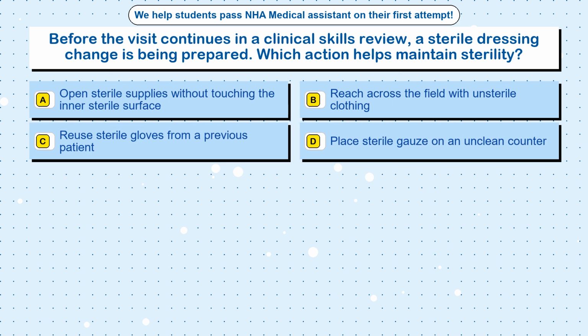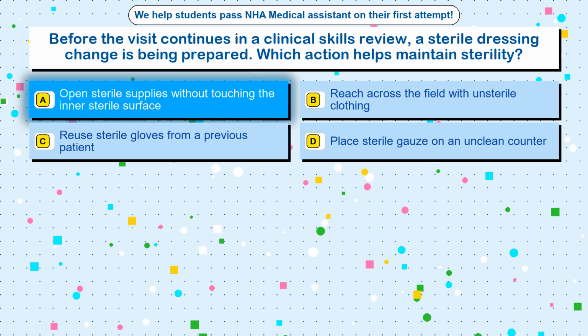Question 46. Before the visit continues in a clinical skills review, a sterile dressing change is being prepared. Which action helps maintain sterility? Option A, open sterile supplies without touching the inner sterile surface. Option B, reach across the field with unsterile clothing. Option C, reuse sterile gloves from a previous patient. Option D, place sterile gauze on an unclean counter. The correct answer is option A, open sterile supplies without touching the inner sterile surface.